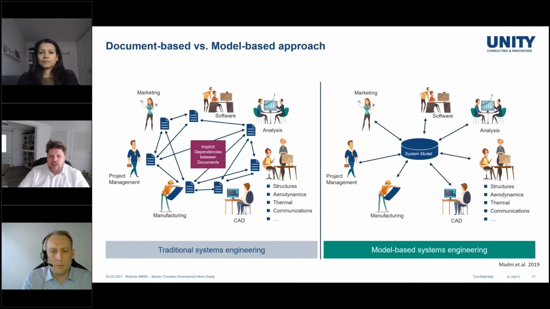And this is, at least conceptually, the difference between a document-based approach on the left side, where you have a lot of documents from very different domains, from project management and manufacturing, CAD, so more on the domain engineering, like software engineering or mechanical engineering, analysis tools, and so on. And you have documents and you have implicit dependencies between documents. So when one document changes, you have to make sure that all the implicit or explicit dependencies are changed. So it's a lot of effort. It can be done, but it's a lot of effort.